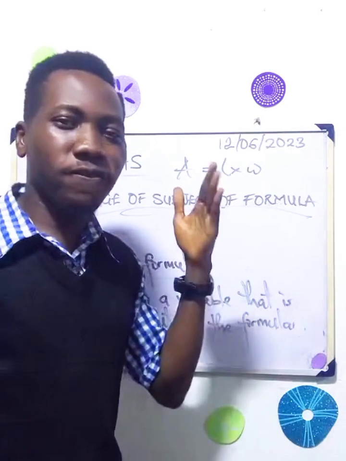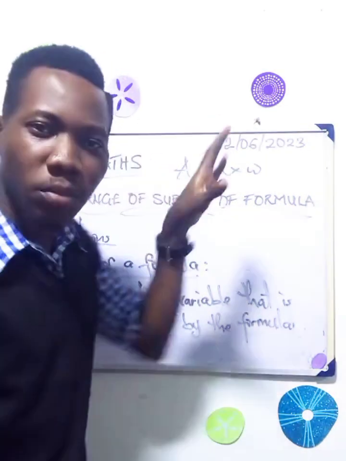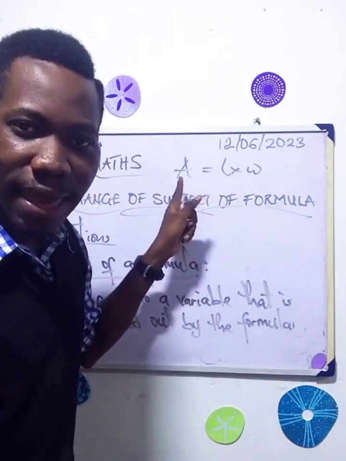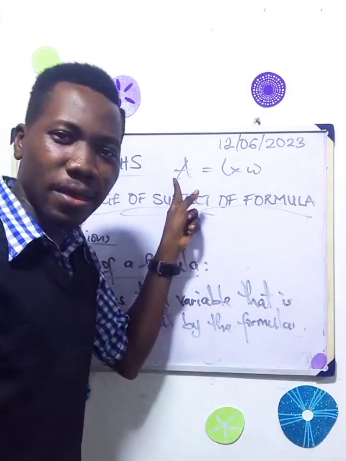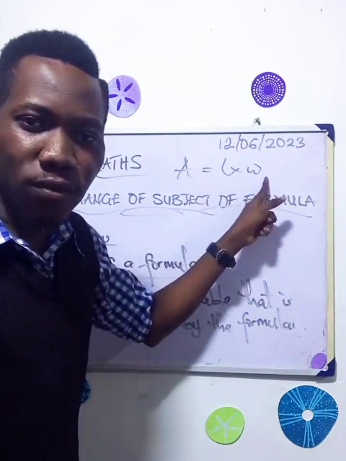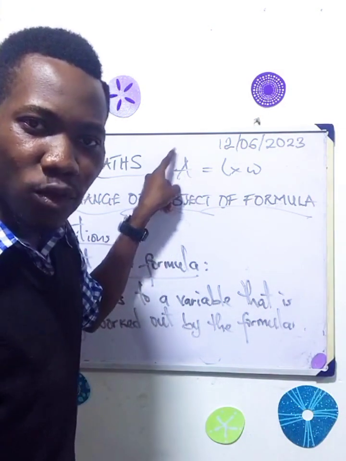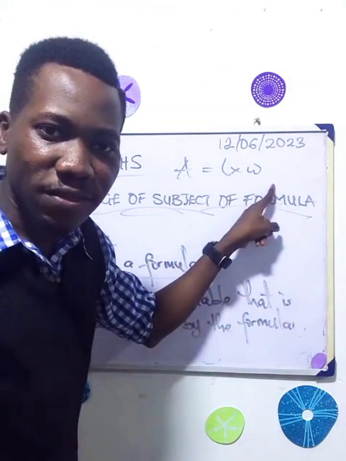Subjects of formulas are usually written separately, on their own, on one side of the equation. Just like you can see, A alone is on this side of the equation. So this is A equals L times W. That is, for you to get the area of a rectangle, you have to use this formula. You have to say length times width.